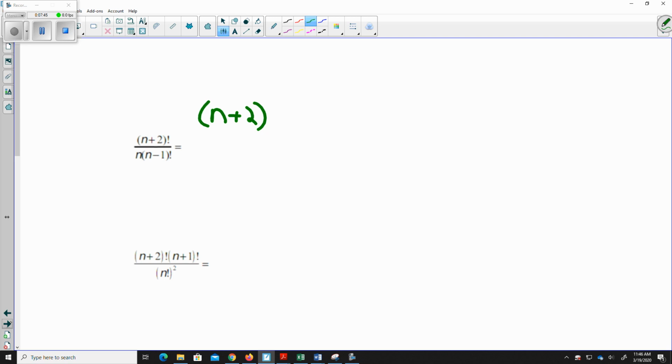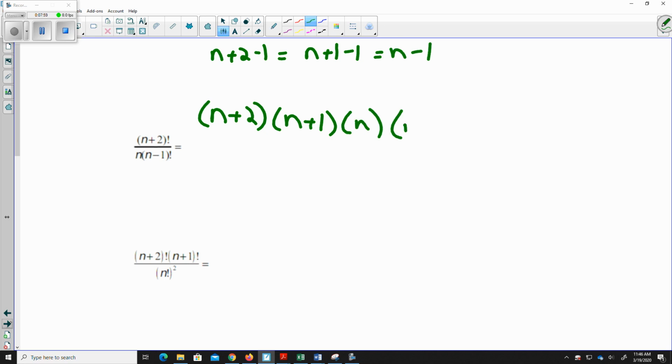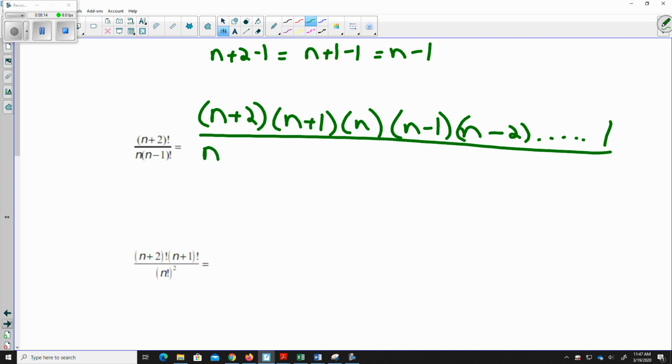So n plus 2, take away 1 is just n plus 1. Take away 1 from that, that's just n. Take away 1 from that, that's just n minus 1. And then it just keeps getting smaller and smaller and smaller. That's going to keep happening until I get to 1. Same thing here. I just have n, and I have n minus 1 factorial. So it's going to be n minus 1. I take away 1 from that, n minus 2. Keep going until I reach number 1.